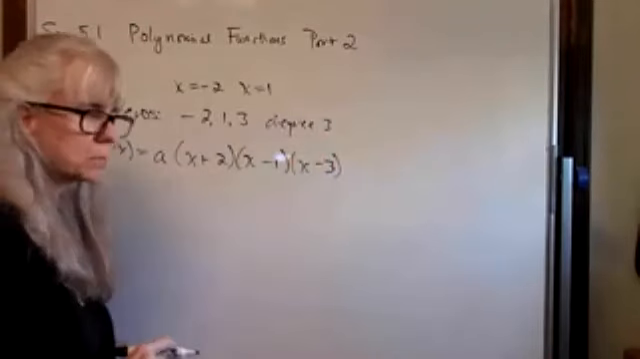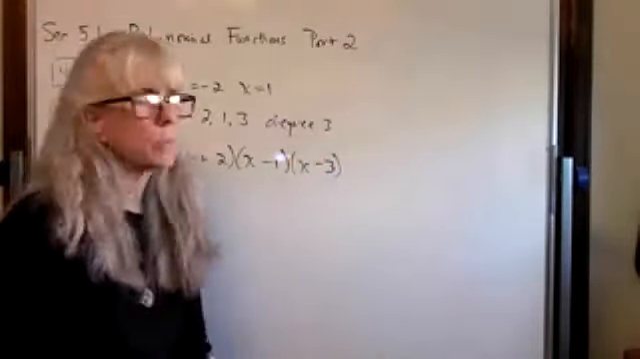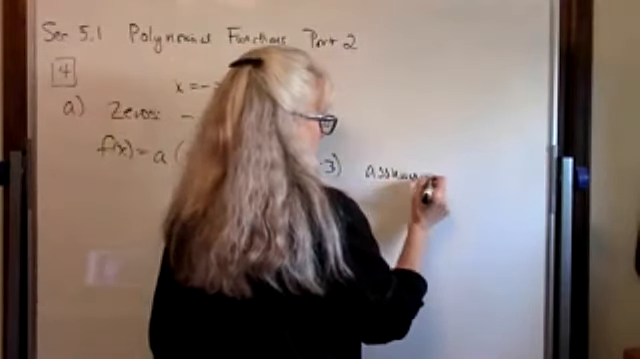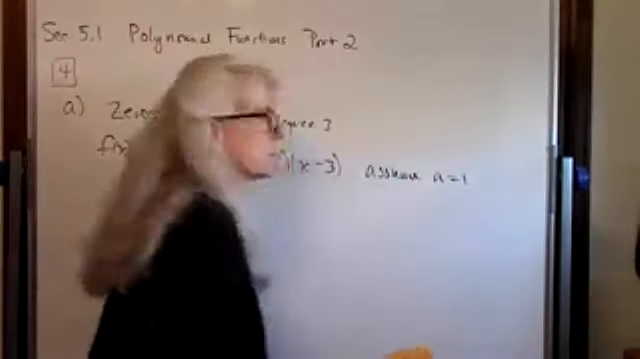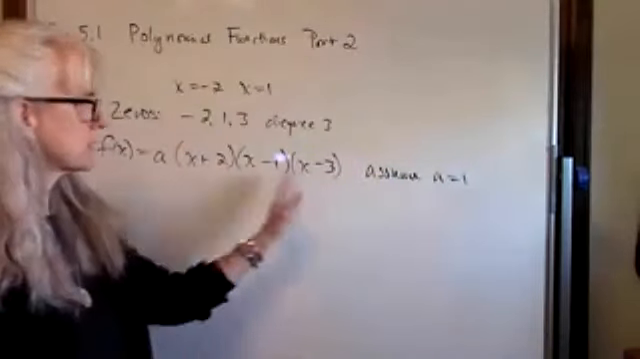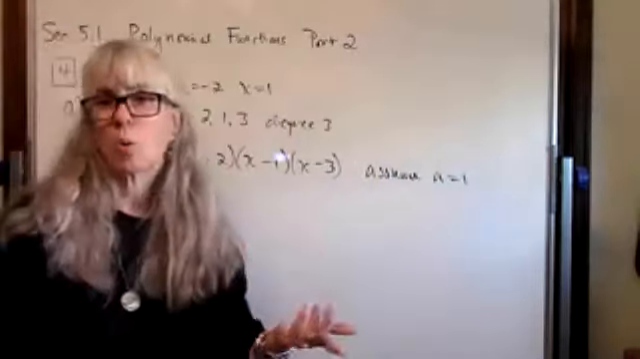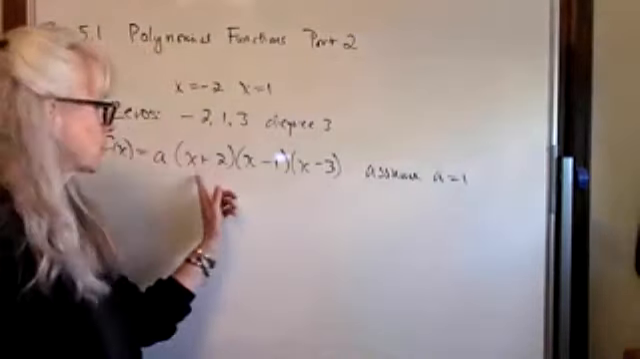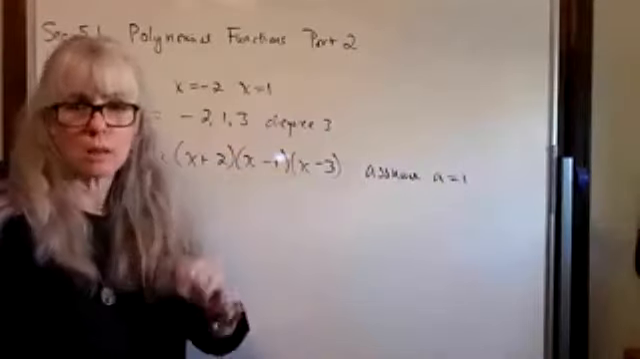Now, we're going to assume the most simple case possible. So we are going to assume that a is equal to 1. Now, I will not ask you to expand this out, but the online homework may have you expand this out. So be careful. Do them in pairs, multiply 2 things together, and then multiply that third thing by that. So be careful.